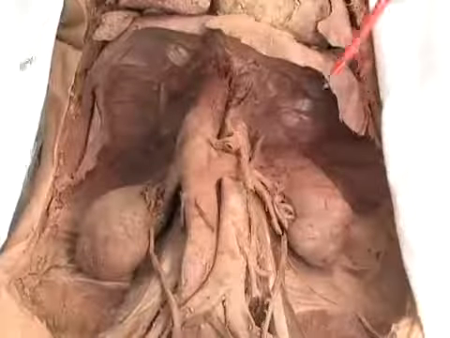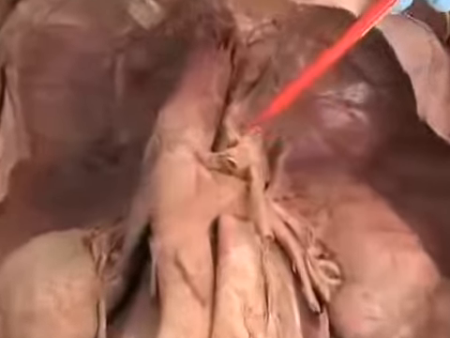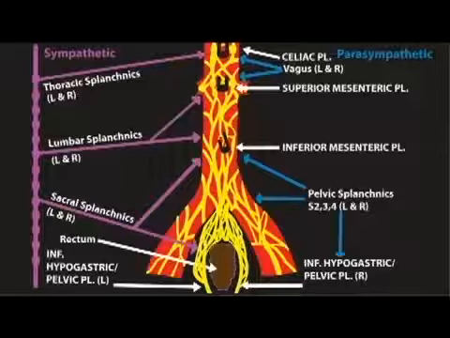The celiac plexus is situated around the root of the celiac trunk. It receives sympathetic innervation from the thoracic splanchnic nerves and parasympathetic innervation from the right and left vagus nerves.